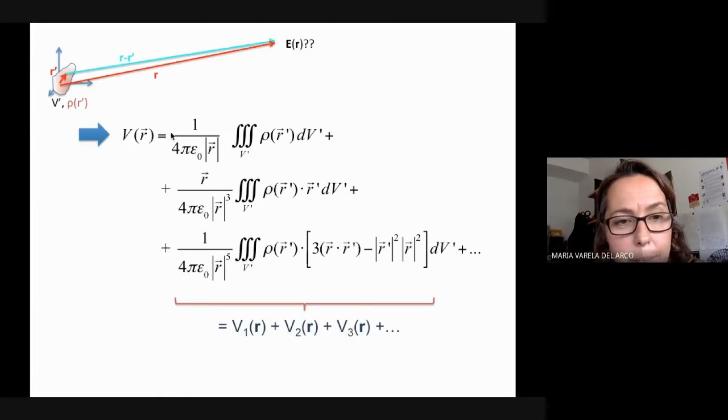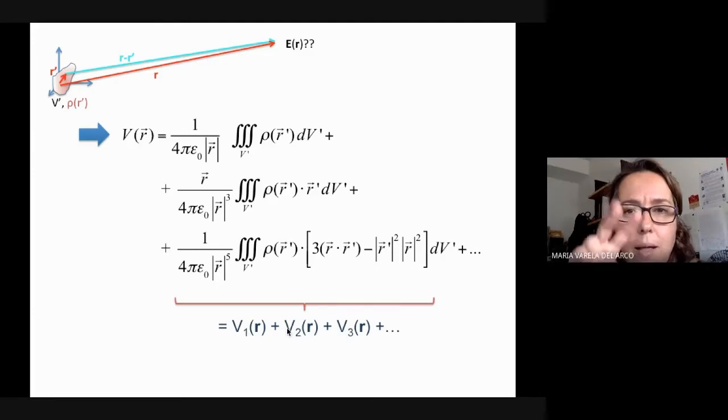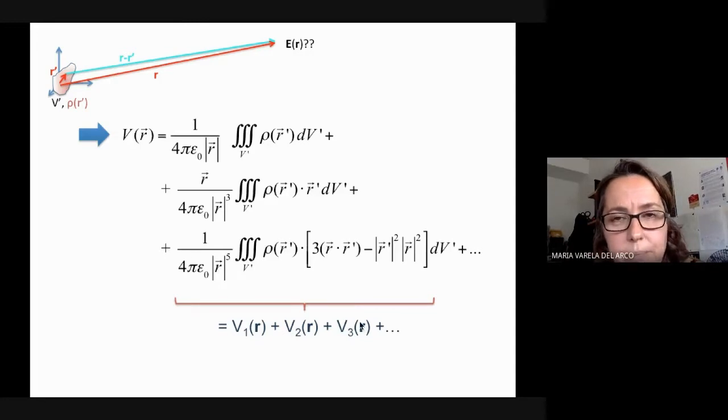The first term, I'm going to call it V1. That is the monopolar term. Second term, I'm going to call it V2, dipolar term. Third term is going to be V3, quadrupolar term. And we're going to talk about each one of those in a moment.